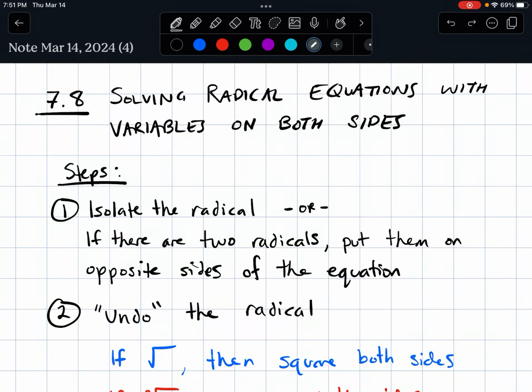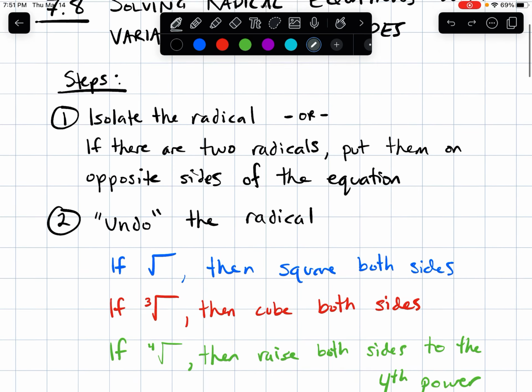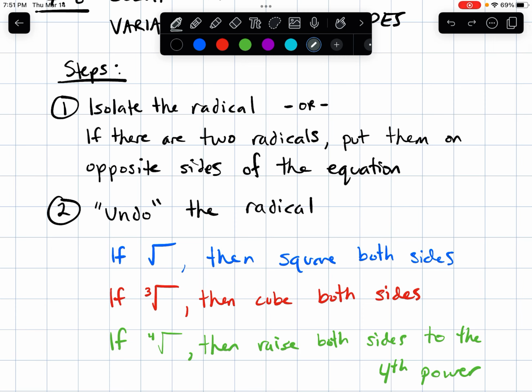All right, so here in chapter 7.8, we are solving radical equations. This time though, we have variables on both sides of the equation. So our first step is the same as before. You want to isolate the radical.